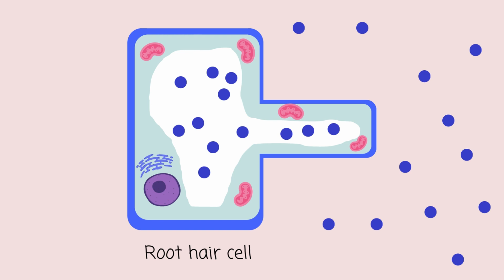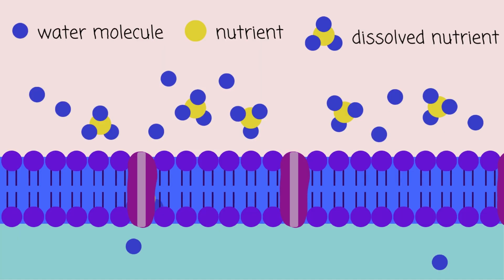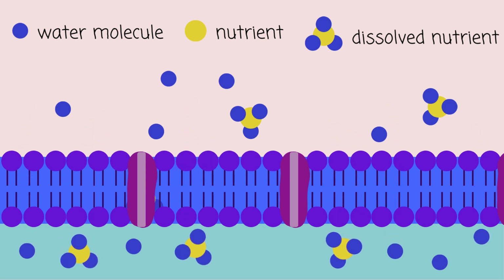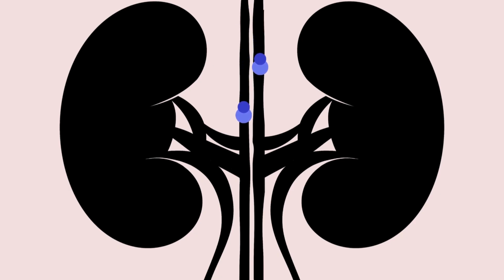Many nutrients and essential molecules that animals need are dissolved in water. So, if water does not move by osmosis, living organisms won't get the essential molecules to stay alive. Metabolic waste products like urea also dissolve in water, which is transported to the kidneys to be excreted.